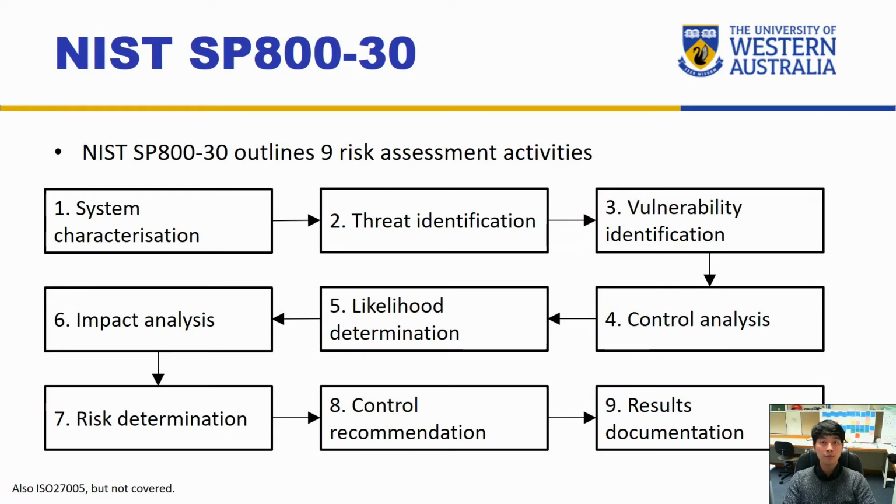In this video, we'll be covering the NIST security standards. Okay, so out of the NIST security standards, the SP800-30 outlines the 9 risk assessment activities as part of its standard. This is relatively similar to the ISO security standard and its procedure we looked at in the previous video.